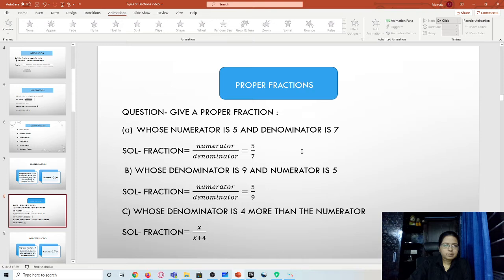And give a proper fraction whose denominator is 4 more than the numerator. Suppose the numerator is x. The denominator will be 4 more than the numerator, so the denominator will be x plus 4. So a fraction is numerator divided by denominator, so the fraction is x divided by x plus 4.